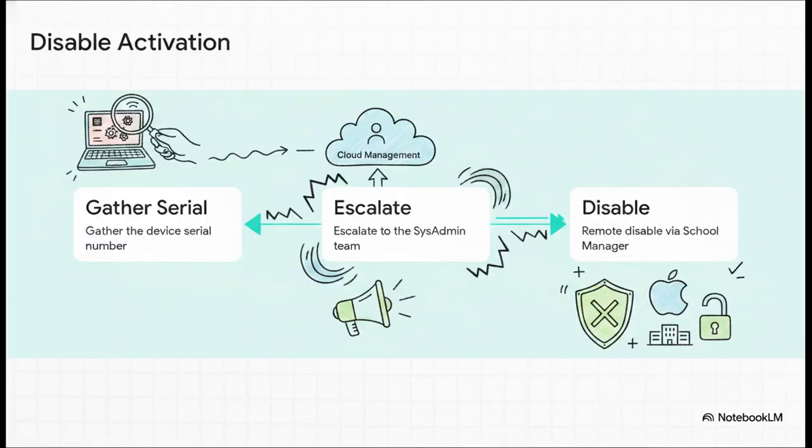You get a machine, and you simply cannot sign out of the existing Apple ID. Don't panic, and definitely do not force a wipe yet. Just follow this easy 3-step escape route. 1. Grab the device's serial number. 2. Kick that specific serial number up to your SysAdmin team. And 3. Let them remotely disable the lock using Apple's School Manager. Sticking to this order clears the path so you can actually get back to work.